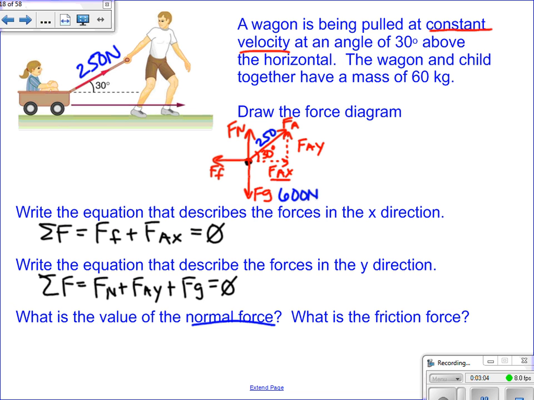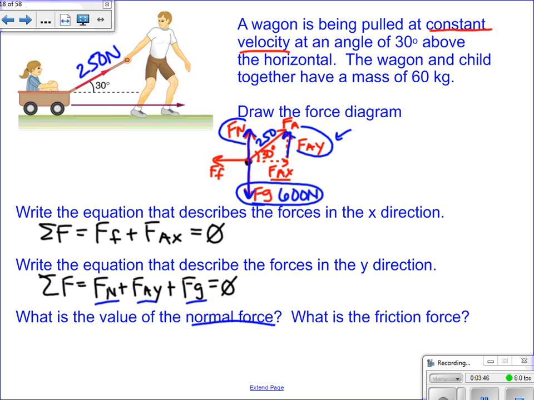Now in this case, the normal force is not equal to gravity, because force normal plus force applied y plus gravity has to equal 0. So force normal and force gravity are not going to be equal to each other. Think about it this way: your force normal is pointing up, your force applied in the y is pointing up, and your force gravity is pointing down. Since it's in equilibrium, the gravity, which is 600, has to be equal to the force normal plus the force applied y. So if I can figure out what force applied y is, I can figure out what force normal is.